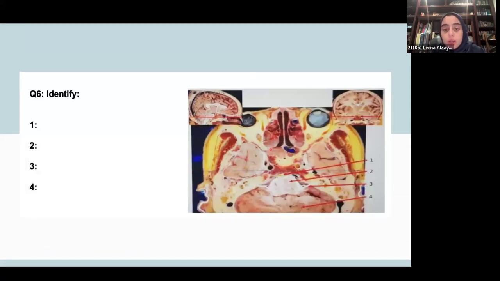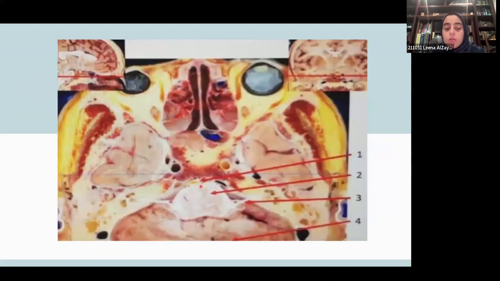So now I want you guys to identify this picture. Maybe it's not as clear, so I zoomed into it, and I want you guys to tell me what 1, 2, 3, and 4 are. So we have this structure, we have the structure in front of it. We have the connecting nerve over here, and what this big large thing here is.